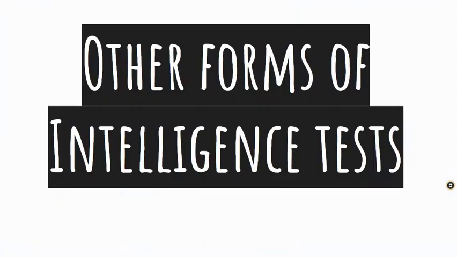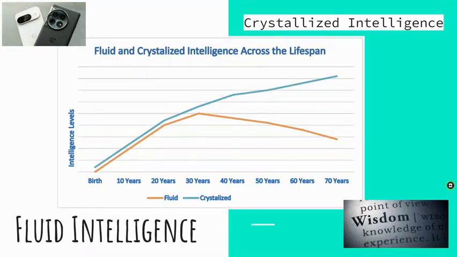Other forms of intelligence tests or other forms of ways in which people have defined intelligence and measured intelligence. Two of those, fluid and crystallized intelligence. As you see this chart, something that you're going to notice, the fluid intelligence is in orange and the crystallized intelligence is in blue. So I want you to take a second, pause this, look at this graph and tell me, what does it tell you about fluid and crystallized intelligence across the lifespan? So pause it. What are you seeing on this chart?